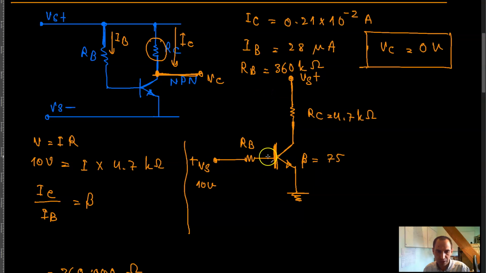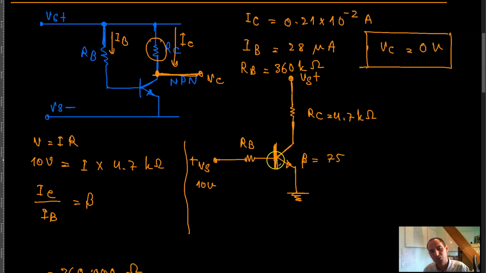Now, how do I do that? I mean, how can I make sure that there is 28 microamps flowing through this branch? I put a resistor over here, and depending on the value of my resistor and the supply voltage, using simple Ohm's law, if there is 10 volts across this resistor, the value of the resistor has to be 360 kilo ohms, so that the current through the resistor is 28 microamps.